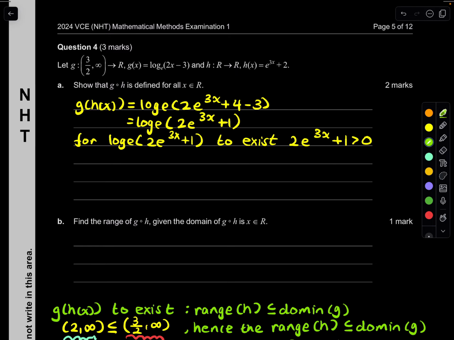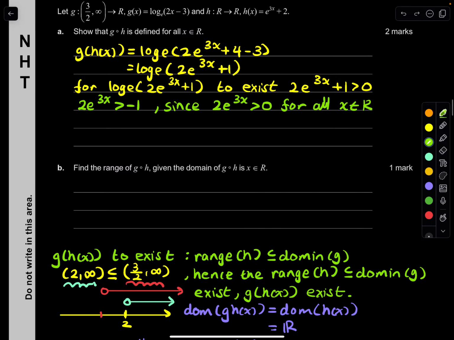And let's see if it is. So I'm going to bring that minus 1 to the other side. 2e^(3x) is greater than -1. And let's be honest, you should already know, remember, exponentials are always greater than 0. Since we know 2e^(3x) is always greater than 0, for all x, so for all x as an element of all reals, an exponential is always greater than 0.